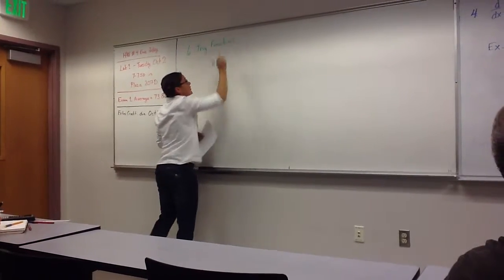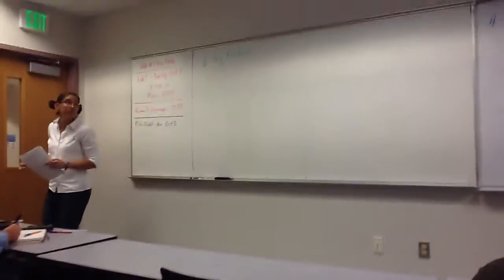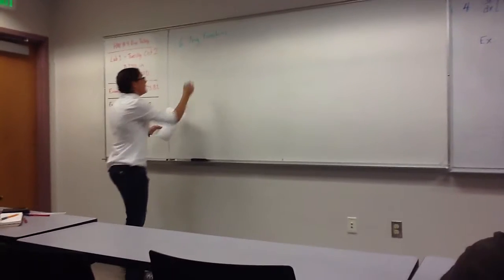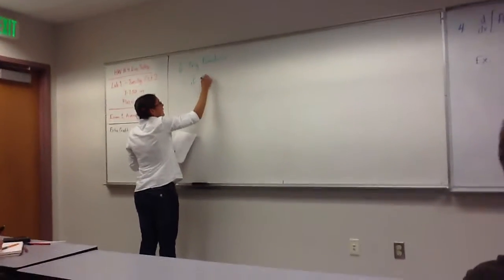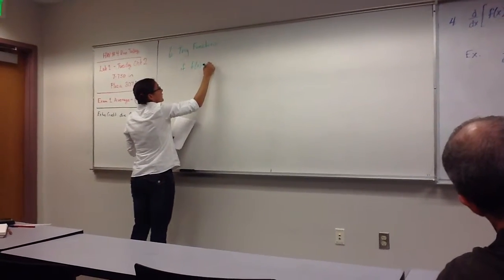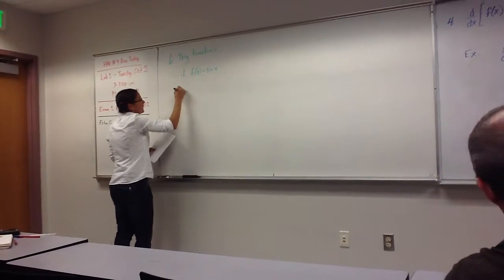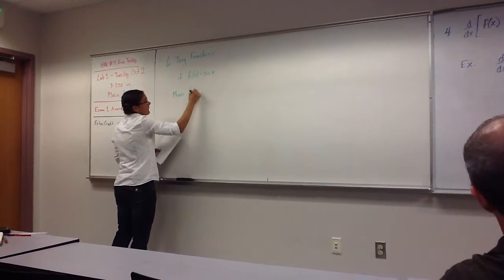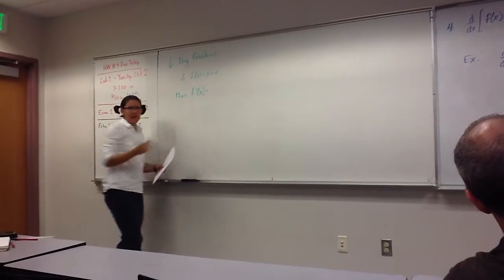Functions. Now there are 6 trig functions. Today we're going to talk about 2 of them. So the first one is, if f of x is equal to sine x, then f prime of x. Now we drew a picture of this last class.